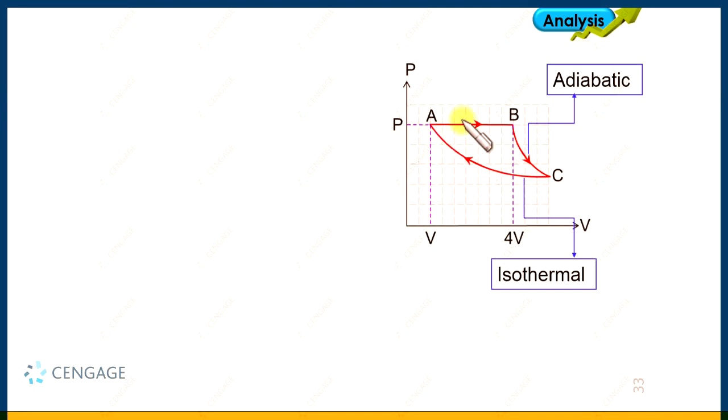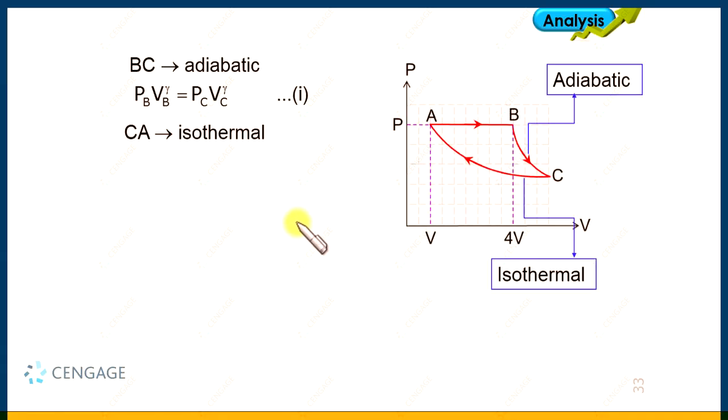So, let us first take the BC process. This is adiabatic. We can write here PB VB to the power gamma equal to PC VC to the power gamma. Gamma is the adiabatic constant. Let this be equation number 1. Now, CA, this is an isothermal process, and as we discussed, PV equal to constant, that means PC VC equal to PA and VA. Right, this is equation number 2.